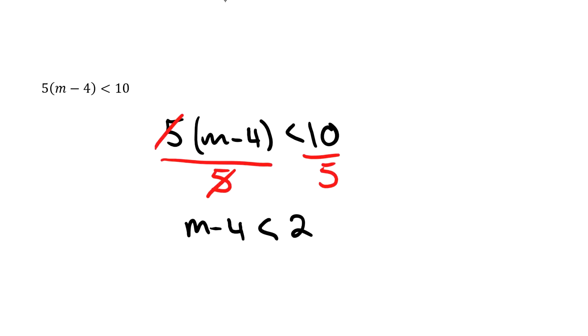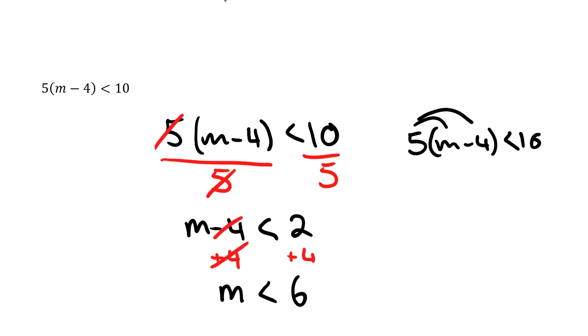Then we can get rid of the minus 4. The reason we didn't get rid of the minus 4 first is because it was inside brackets, and you want to get rid of everything outside first. So plus 4, we're left with m is less than 2 plus 4, which is 6. Now if I want to do the expansion, I'll quickly do it here.